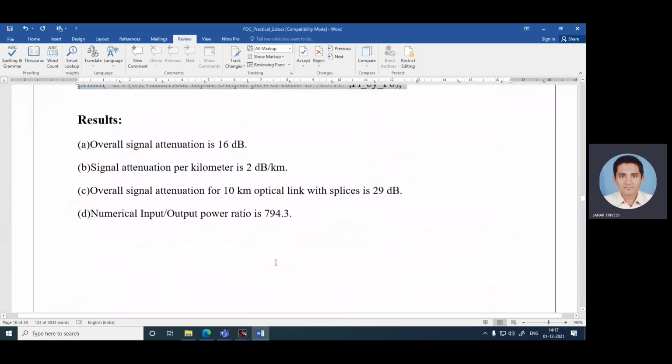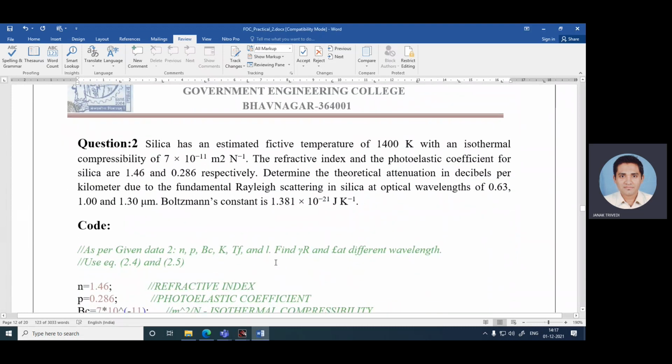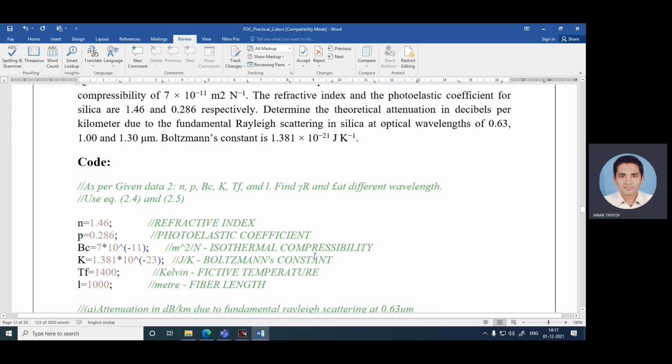Next, question 2. Silica has an estimated fictive temperature of 1400 K with an isothermal compressibility of 7 into 10 raised to minus 11 meter square per newton. The refractive index and the photoelastic coefficient for silica are 1.46 and 0.286 respectively. Determine the theoretical attenuation in decibel per kilometer due to fundamental Rayleigh scattering in silica at optical wavelengths of 0.631 and 1.3 micrometer. Boltzmann constant is 1.381 into 10 to minus 23 joule per K.